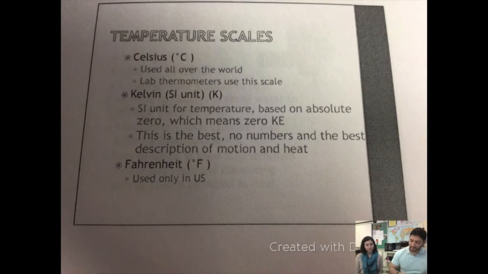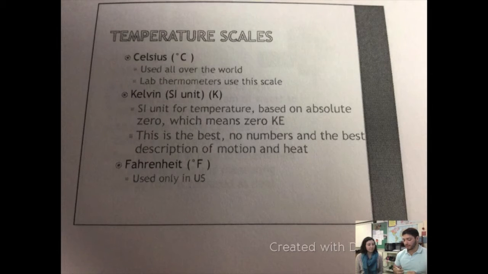So we talk about temperature scales. We have Celsius, Kelvin, and Fahrenheit. Celsius is used all over the world. Who uses Kelvin? Really just scientists, like astronauts and scientists at NASA. It's the scientific unit for temperature, based on absolute zero, which means 0 Kelvin. In outer space, typically, that's where we would find 0 Kelvin.